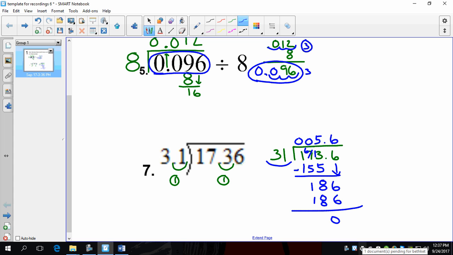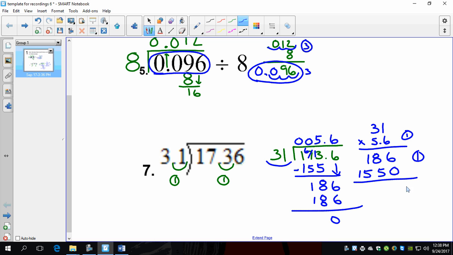Just like in number 5, we can check our work for number 7. If we simply take 31 times 5.6 off to the side, we should end up with the number that is our dividend. We have 1 decimal place in our problem. We need 1 decimal place in our answer. We'll just go ahead and work this out. 6 times 1 is 6. 3 times 6 is 18. Put your 0 down. 5 times 1 is 5. 5 times 3 is 15. Add this up. And we put our 1 decimal place in it.